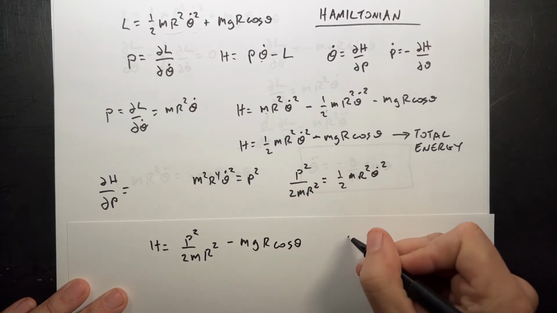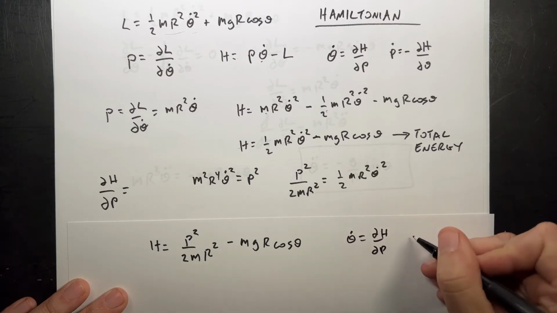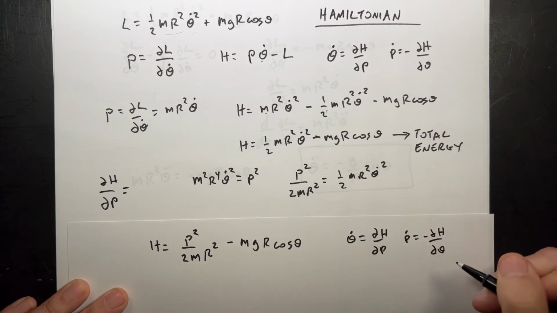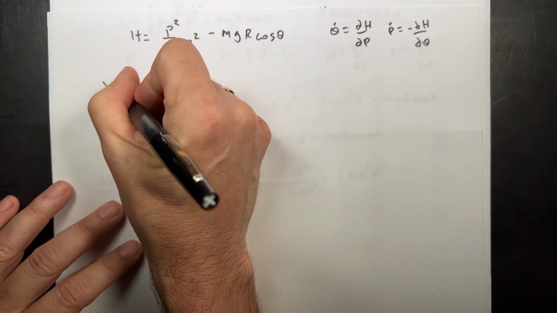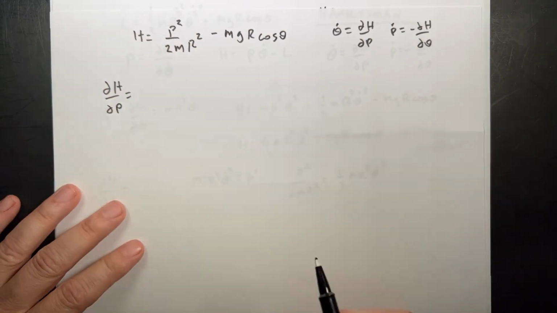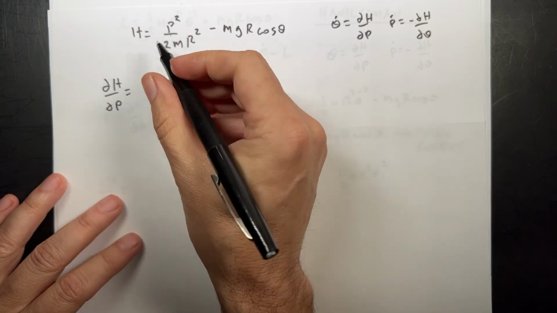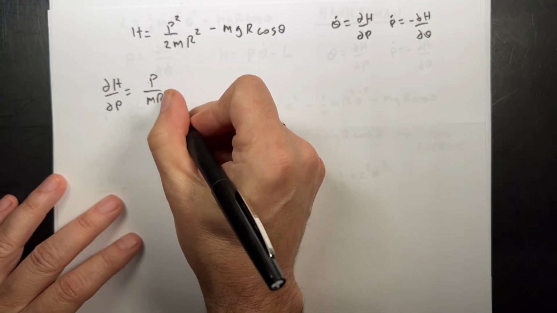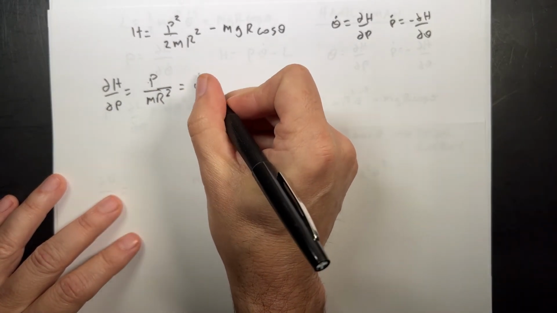cosine theta. And then my two Hamiltonian equations were theta dot is the partial of H with respect to p, and p dot is negative the partial of H with respect to theta. Okay, so partial of H with respect to p. If I take the partial of this with respect to p, the 2 comes down front, and I get p over m r squared. That's it. And that is going to be equal to theta dot.